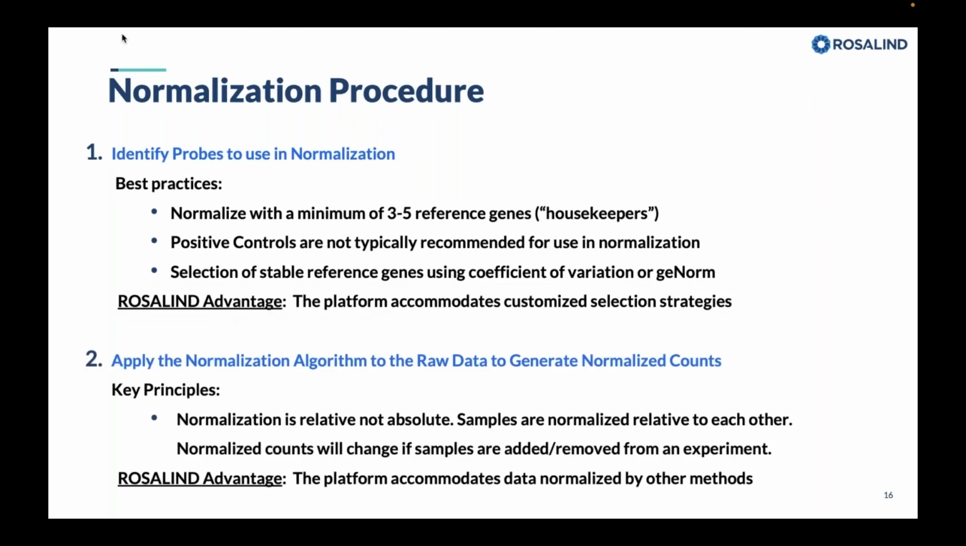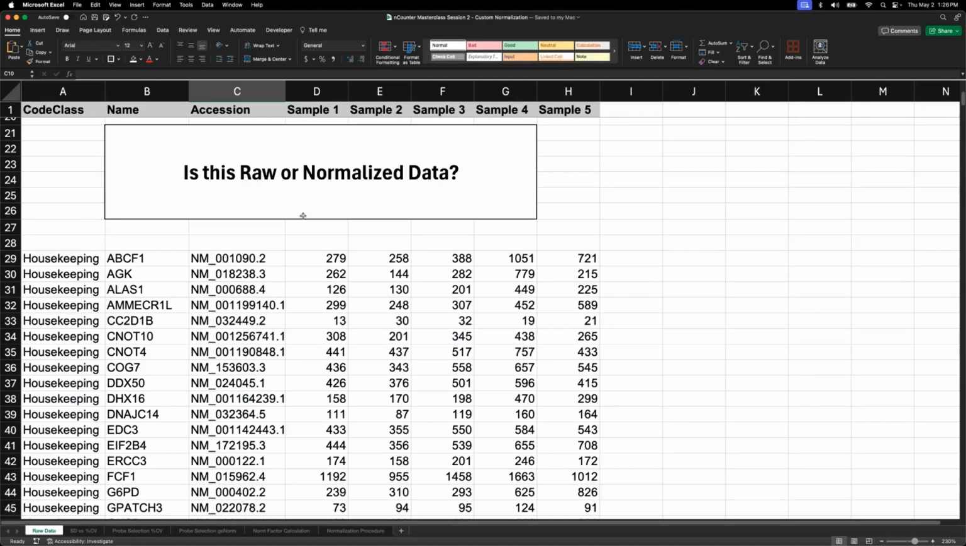Second step is that you want to then apply your normalization algorithm to the raw data to generate your normalized counts. But quickly, within a second or less, this is obviously raw data. The reason we know this is because if you understand the chemistry and how the technology works, it's single molecule counting. So these are integers, 279. So what this represents is 279 counts of the barcode for this ABCF1 gene in sample number 1. So in other words, 279 molecules or 279 transcripts.